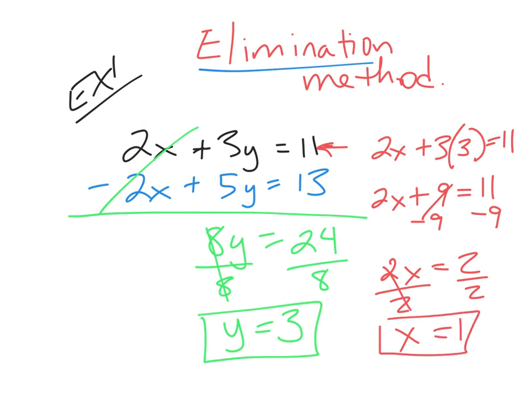So the answer to this system of linear equations is going to be (1, 3), because you always write it like a point. I have one solution to this system of linear equations, and it's at (1, 3). If I were to graph these two lines, they would cross at the point (1, 3). Make sense? All right, everybody got this? Good. Let's look at example 2.